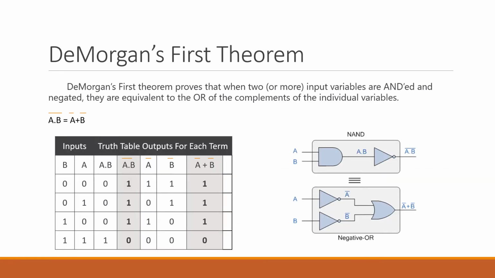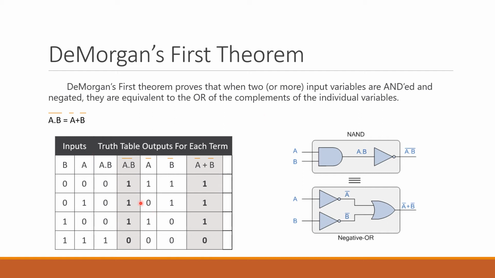Next one is De Morgan's law. De Morgan's first theorem proves that when two or more input variables are ANDed and negated, they are equivalent to the OR of the complement of the individual variables. The law is (A dot B)' equal to A' plus B'.